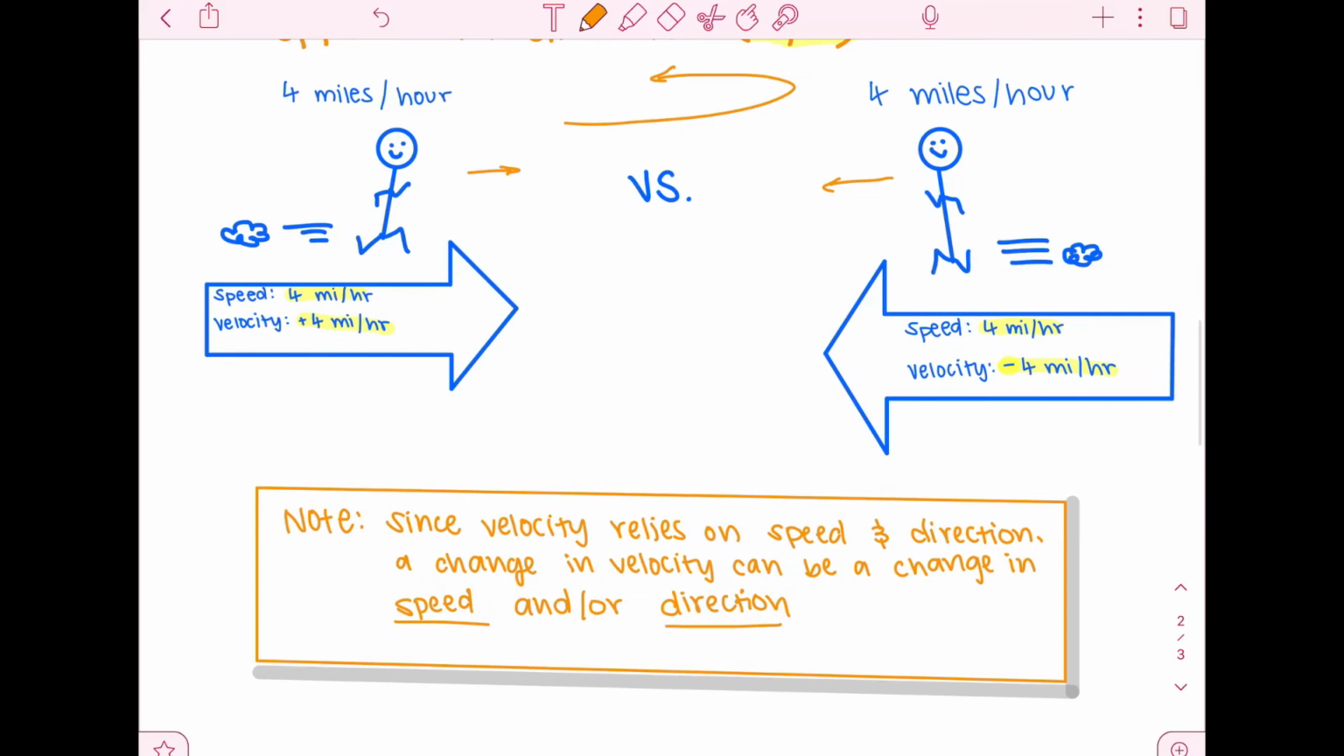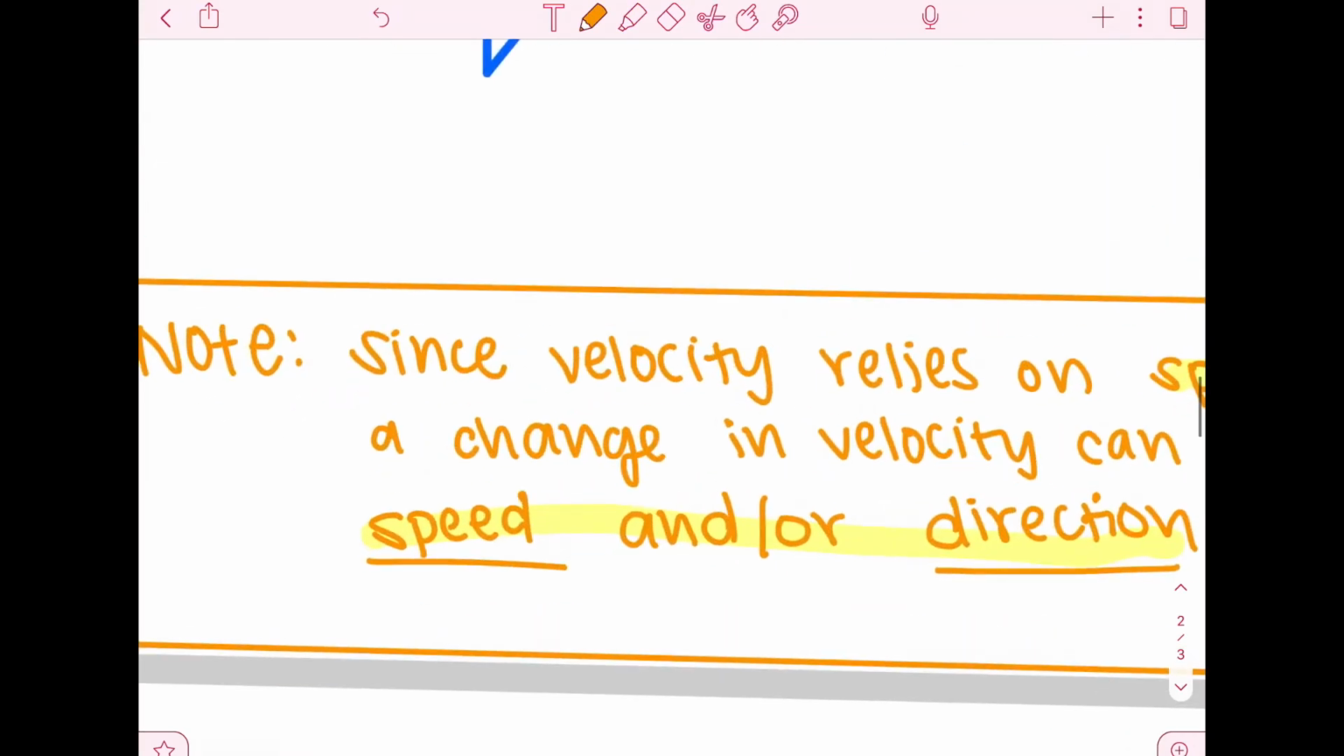So an important thing to note is that since velocity relies on speed and direction, a change in velocity can be a change in speed and or direction. So usually if it's a change in speed, it's just a change in speed, but a change in velocity can mean a change in speed or direction. So it can either be like going from 4 miles per hour to going to 10 miles per hour.